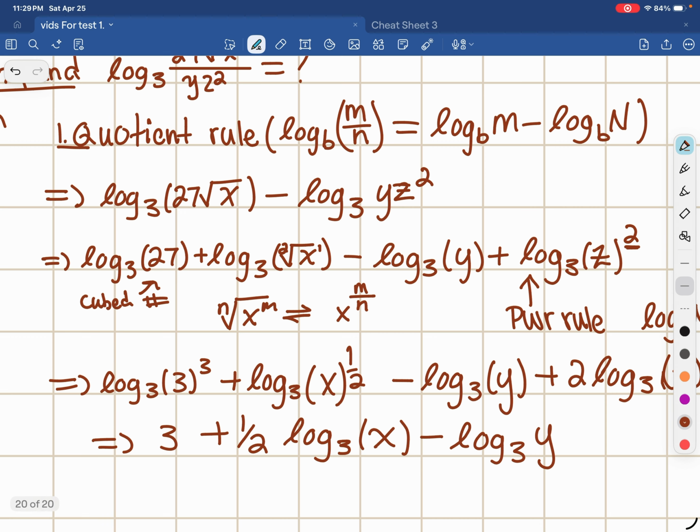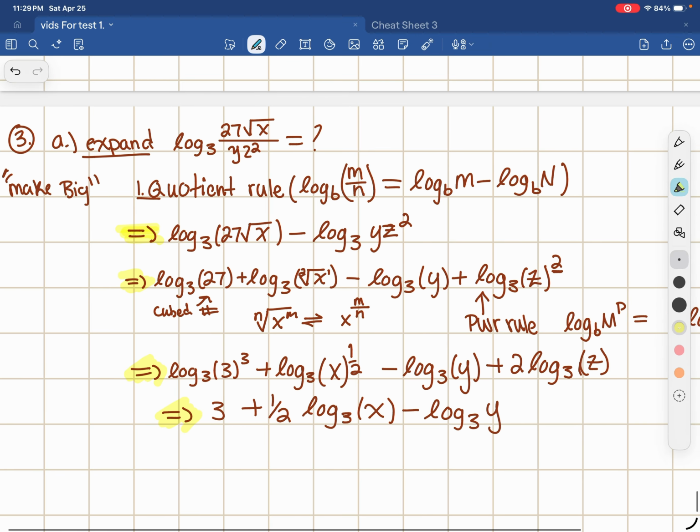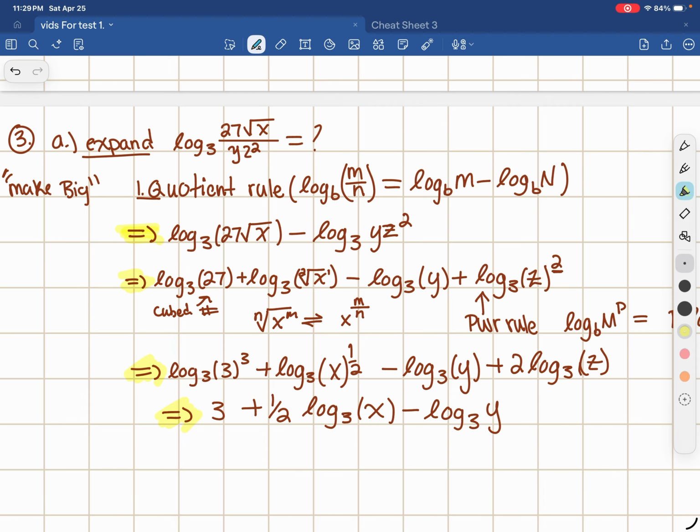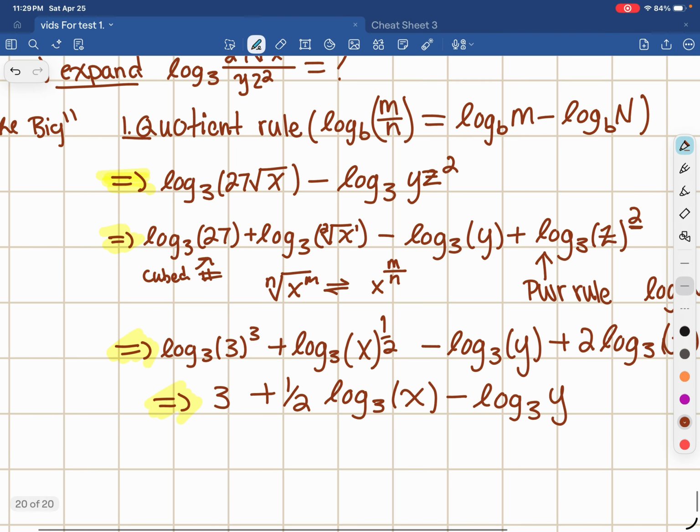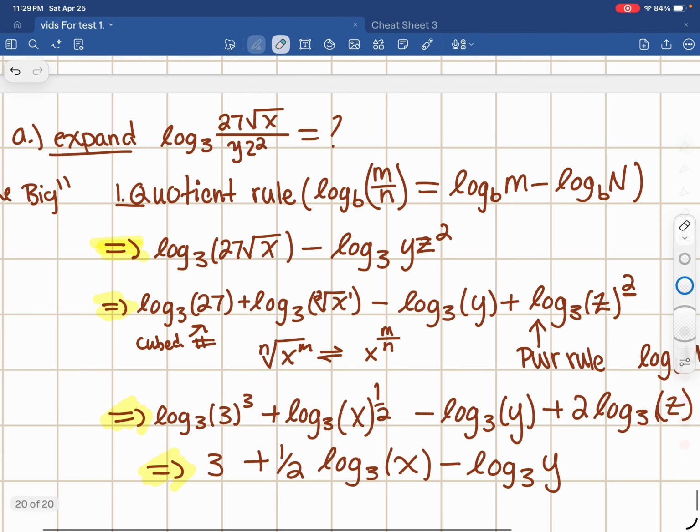So log base 3 of 27. We'll highlight all of our steps as well. That way it's a little easier to see with all the writing. So we use the quotient rule from here to separate these two, which is going to be subtraction.